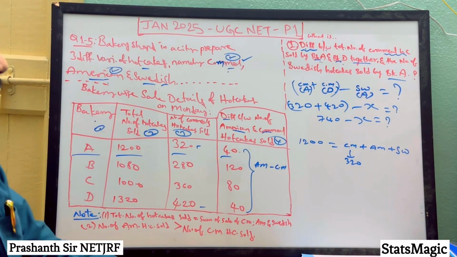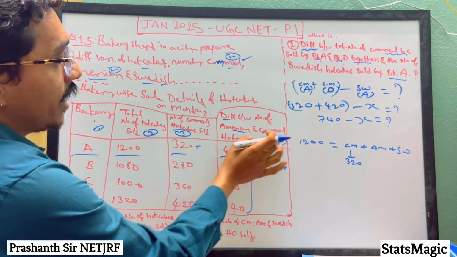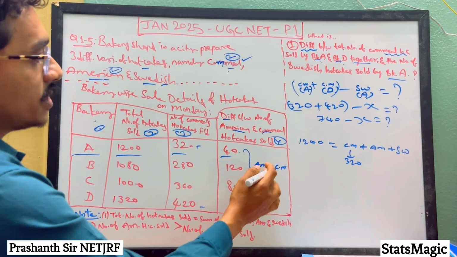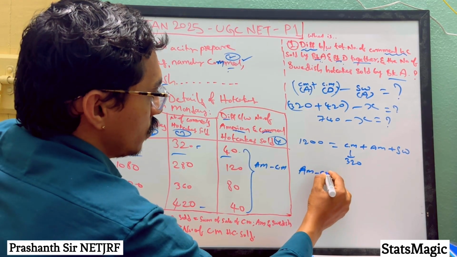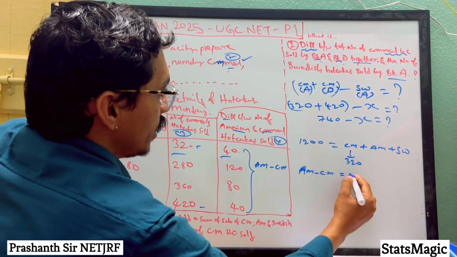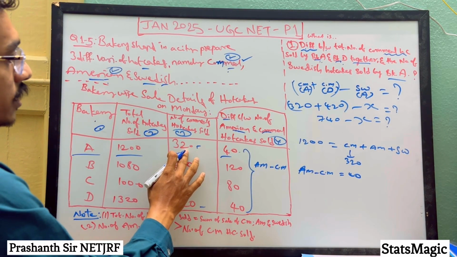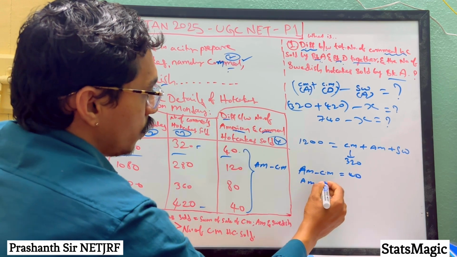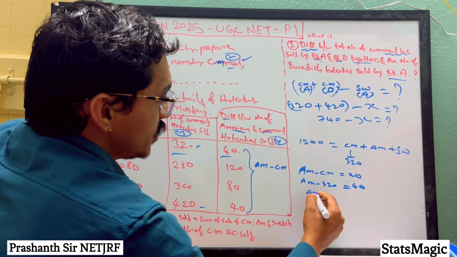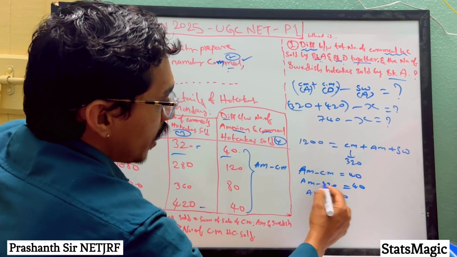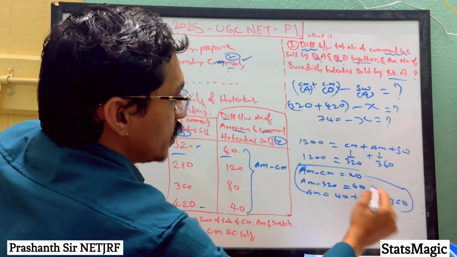Swedish, they didn't give anywhere directly. See the last column: difference between American and cornmeal hotcakes sold. Always American is greater. That means American minus cornmeal for bakery A only is equal to 40. The cornmeal hotcake is anyway 320. So American minus 320 is equal to 40. So American is equal to 40, and this minus 320 will become plus 320, so American is 360. This part is over.